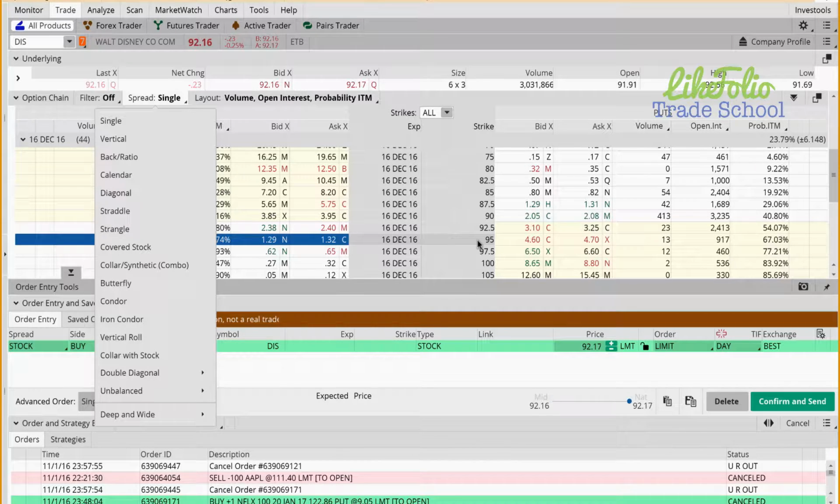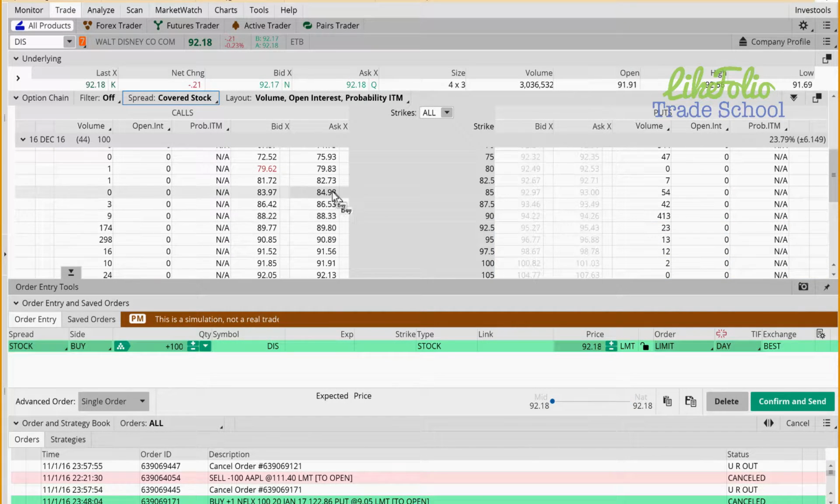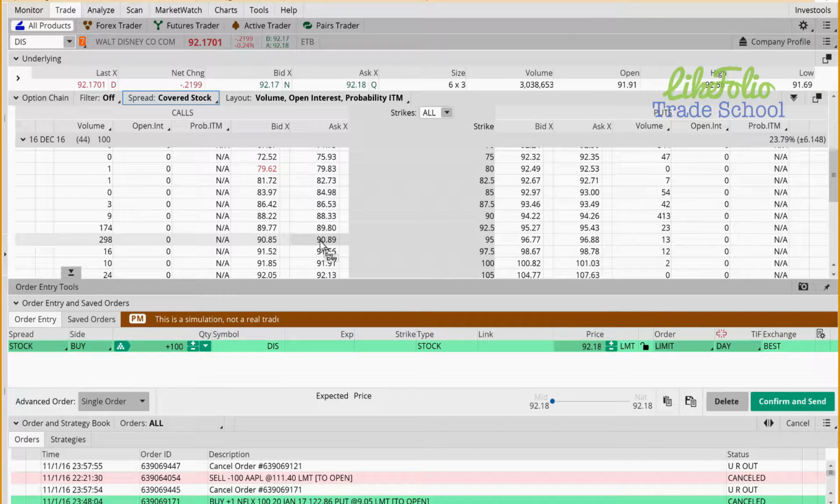So technically what we're doing here, buying the stock at $92.20, selling the 95 calls for $1.30. So essentially we're going to reduce the cost basis by $1.30. So our cost basis is going to be $1.30 less than the $92.20 price here. So what would that be, like $90.90, something like that? So we got to go to covered stock, and we're going to go down here to the 95s, and there we are, $90.90.